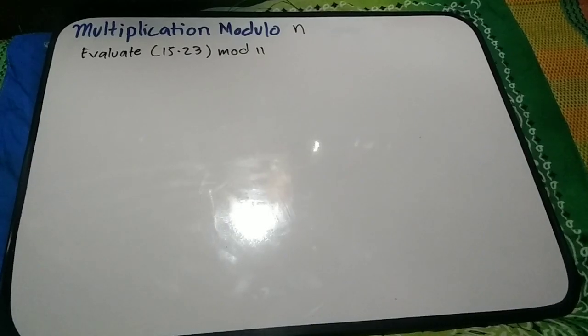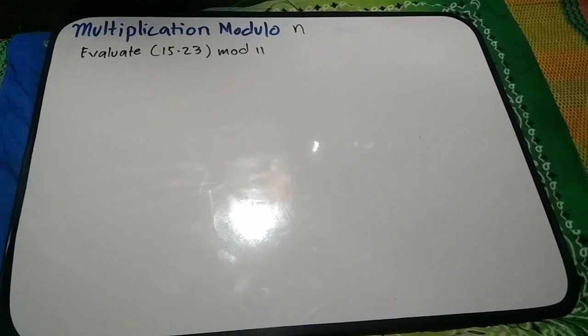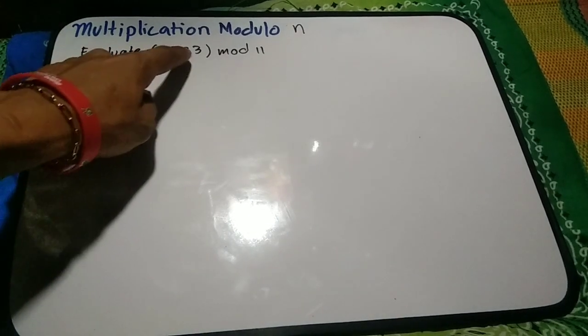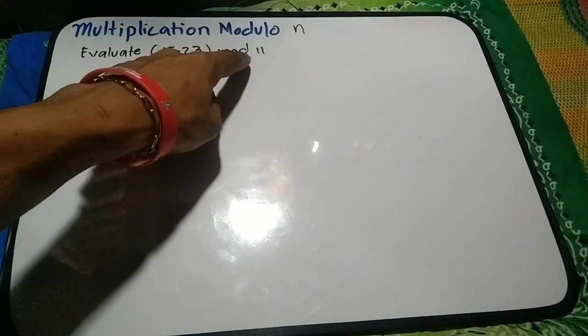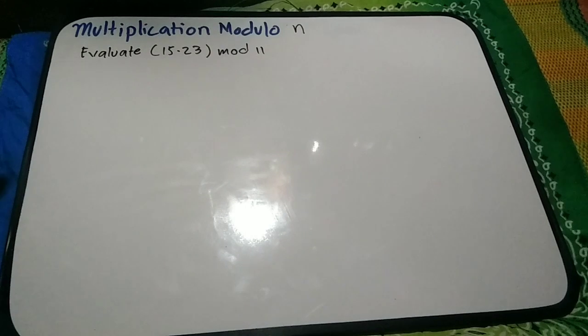The lesson assigned to me is multiplication modulo n, solving congruence equations, and finding additive inverse and multiplicative inverse in modular arithmetic. Let's start. In multiplication modulo n, evaluate 15 times 23 mod 11. Find the product 15 times 23 modulus 11. The answer is the remainder.